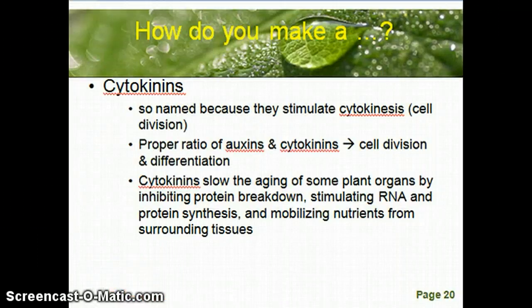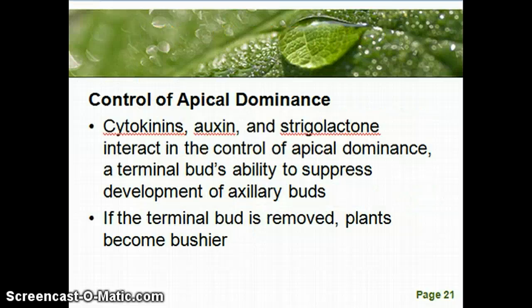The next plant hormone we're going to look at are the cytokinins, and these are named because they stimulate cytokinesis, or cell division. By having a proper ratio of auxins and cytokinins, we can have cell division and differentiation within the plant cells. Cytokinins as a whole slow the aging of some plant organs by inhibiting protein breakdown, stimulating RNA and protein synthesis, and mobilizing nutrients from surrounding tissues.